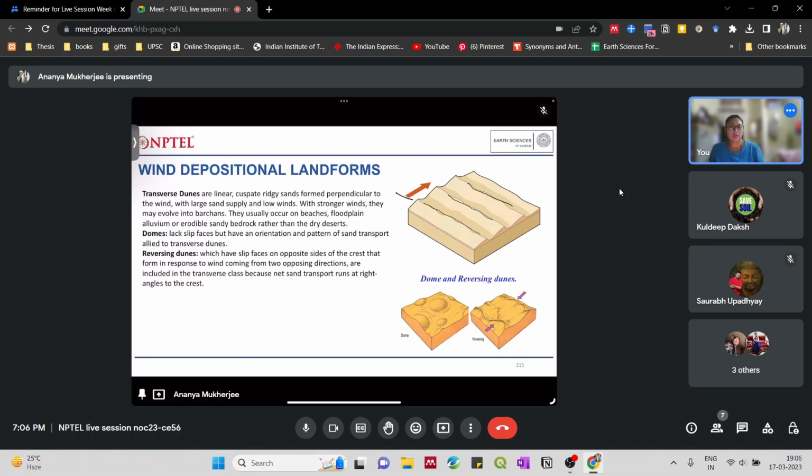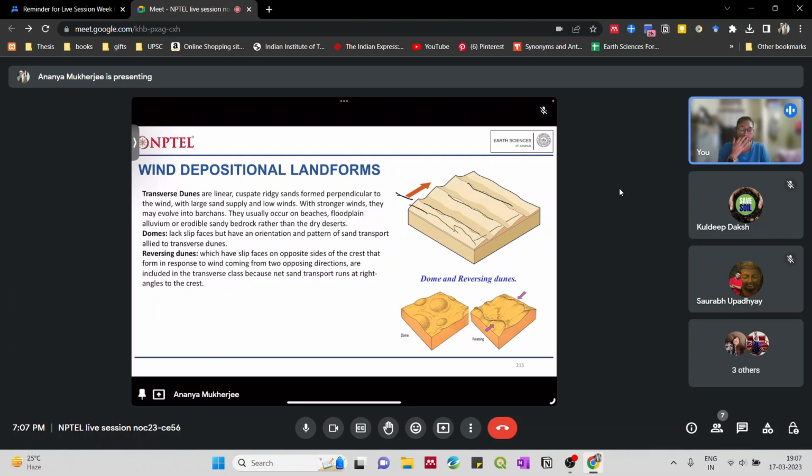So the sand supply is there, and the sand actually does not move like this. The long ridges are formed because there is a lot of sand supply in the lateral direction also for the transverse dunes. These can occur in beaches, floodplains, and alluvium.